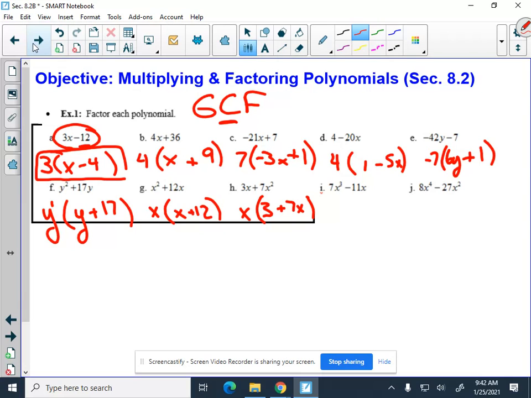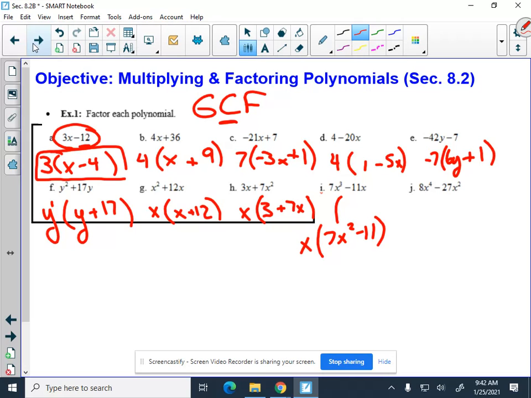This one, I'm going to write it a little lower. X can come out of both. That'll take that one down 1, 7x squared. That will take that one down an x.